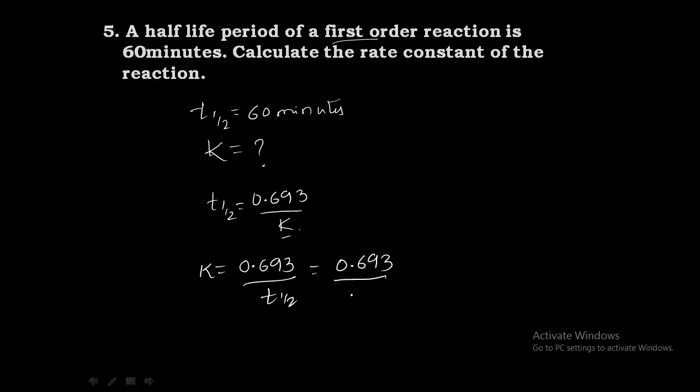0.693 divided by T half, which is 60. Dividing these two, we will get 0.0115 per minute. So here half-life is given, and we have determined the rate constant. Its unit is per minute. So the value of K, the rate constant, is 0.0115 per minute. This is how we can find the rate constant by using half-life.